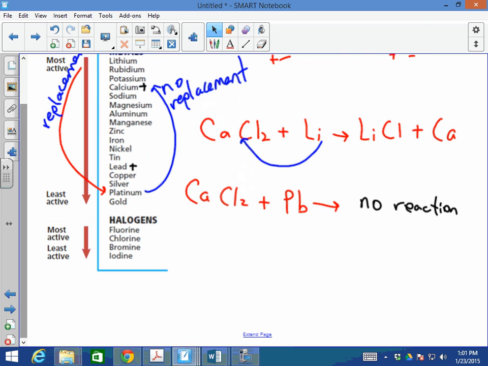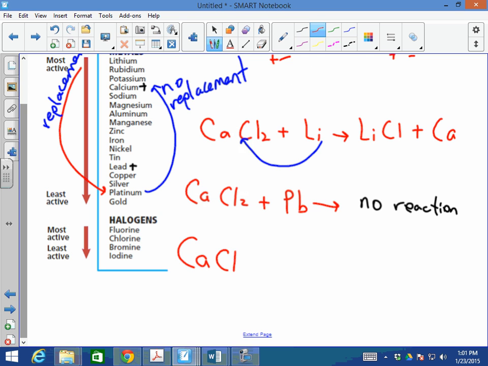Another example. Let's work with some gases over here. Let's use the same example. Calcium chloride plus fluorine. The question is, is fluorine a diatomic element? According to our list, it is a diatomic element, so it becomes F2.